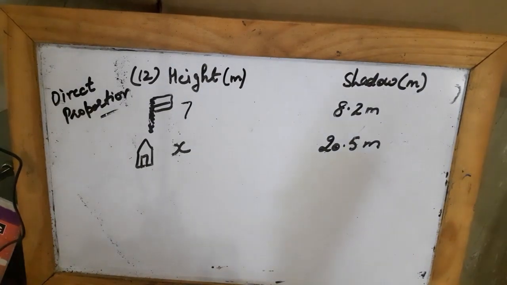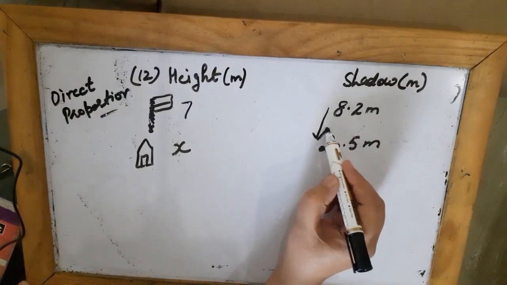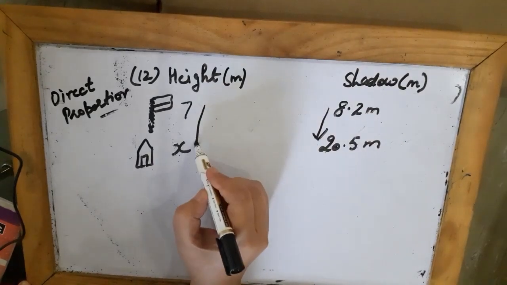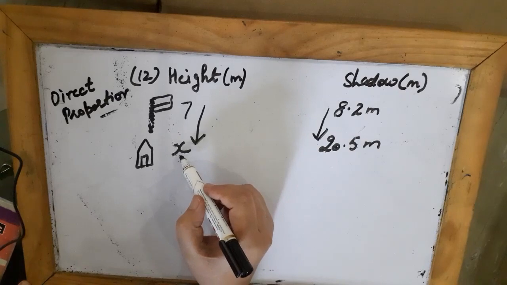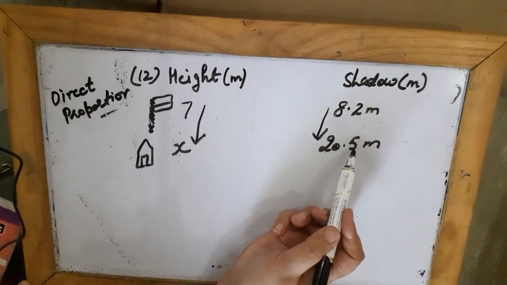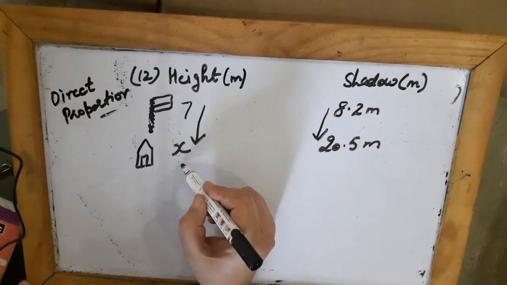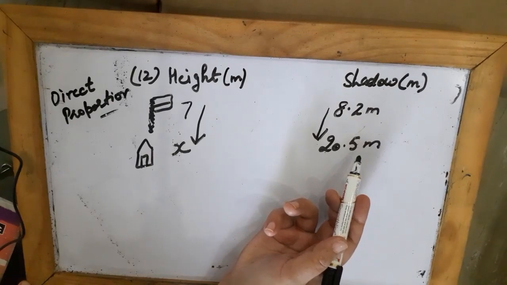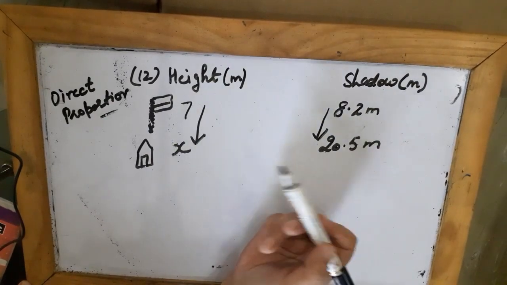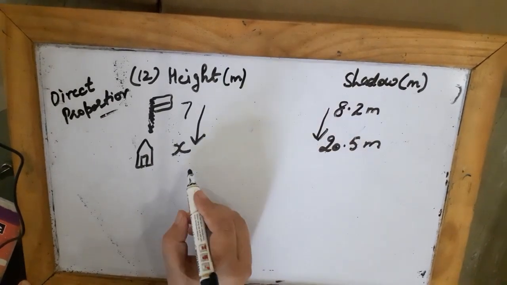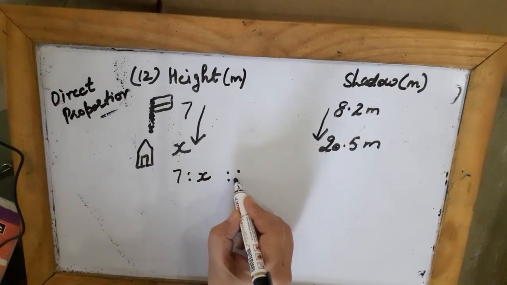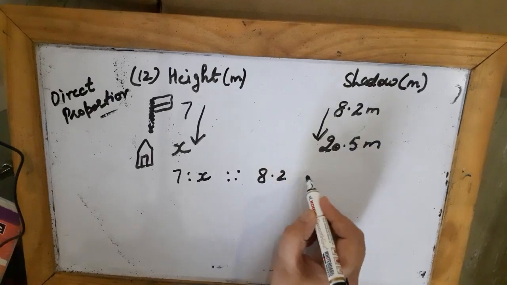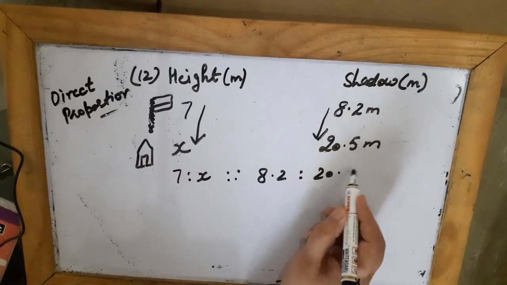So as I know, if the shadow is long, तो height of the building will be more. अगर ज़्यादा इसकी height होगी तभी shadow की length भी ज़्यादा होगी. So more height, more length of the shadow. So which proportion is this? The direct proportion. So I'll put them in the proportional form. 7:x as 8.2 is to 20.5.